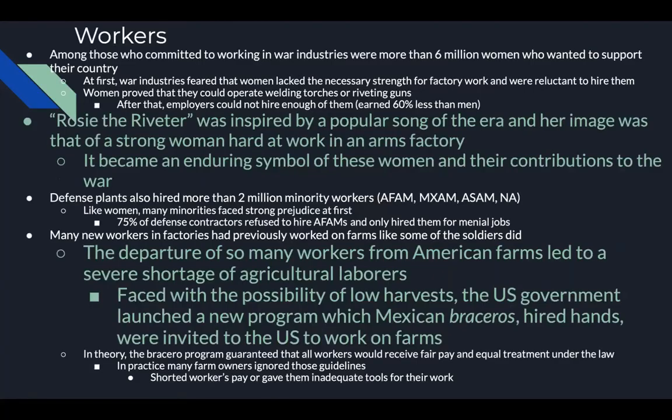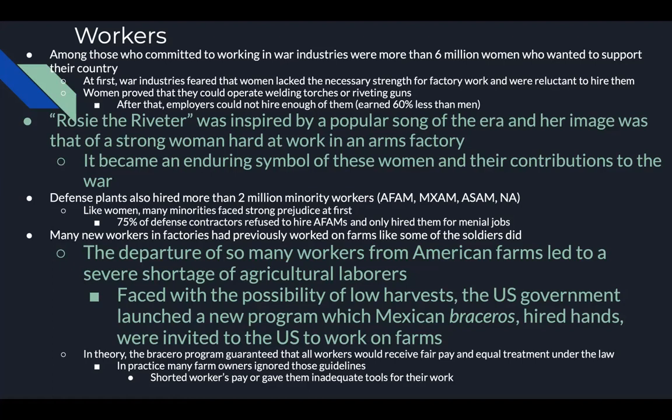All right, workers. So among those committed to working in war industries were more than 6 million women who wanted to support their country. At first, war industries feared that women lacked the necessary strength for factory work and were reluctant to hire them. Women proved them wrong, showing that they could operate welding torches or riveting guns. After that, employers could not hire enough of them because women were paid 60% less than men. And might as well hire them all.